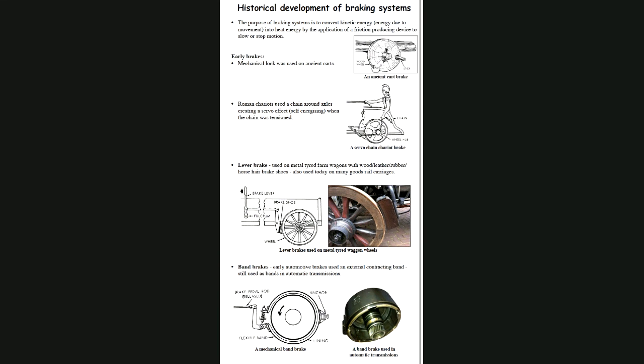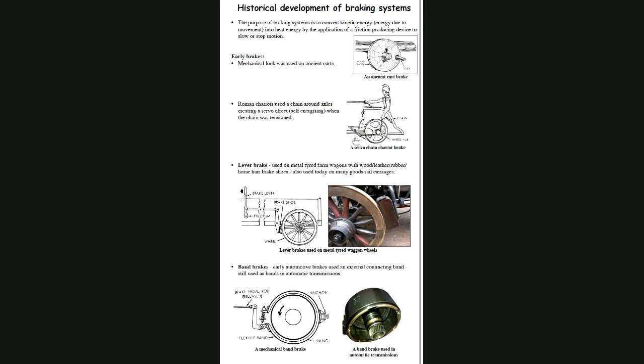Now, this early brake here, this is an ancient cart brake, and it's not actually a brake, it's just a mechanical lock where you put a hole in the wheel and then you put a stick through there, and it's just like a parking brake. So you can't apply that gradually like these other brakes. These Roman chariots use a servoing effect. Now, servoing means that the motion of the object tends to bind itself on.